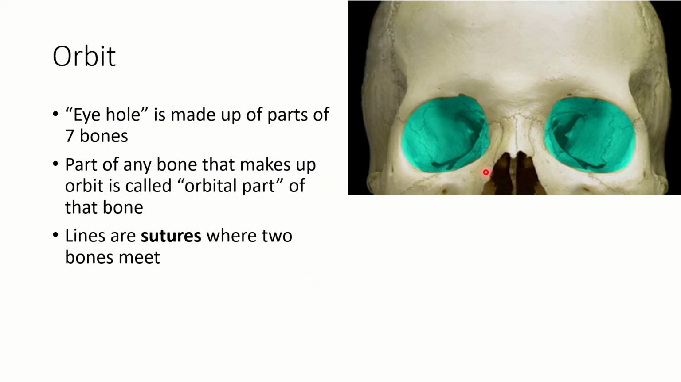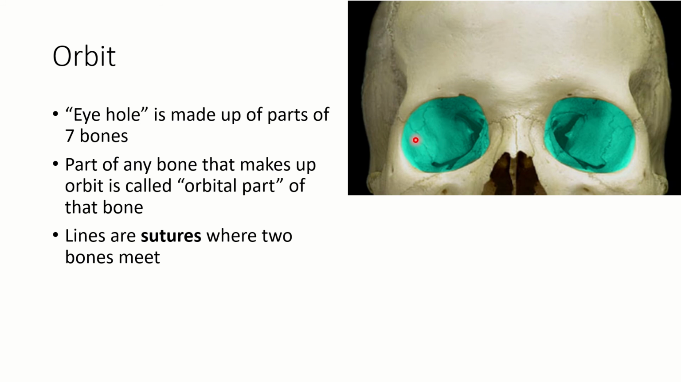Now, what you think of as the eye holes are called the orbits, and each orbit is made up of parts of 7 different bones. Any part of a bone that makes up part of the orbit is called the orbital part of whatever bone. So this part here is the orbital part of the frontal bone.